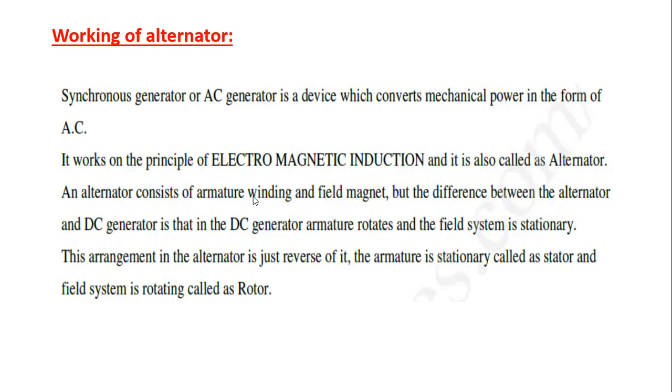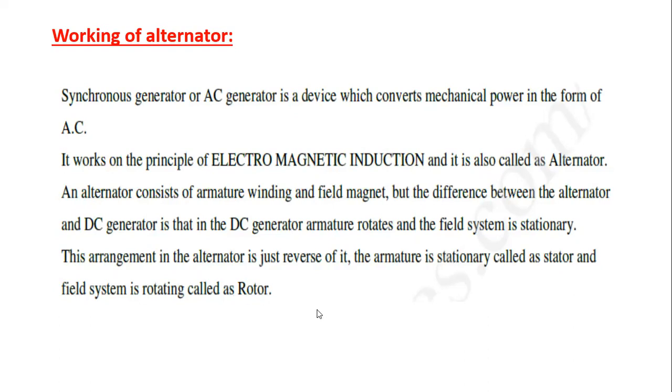An alternator consists of an armature winding and a field magnet. But the difference between the alternator and the DC generator is that in the DC generator, the armature rotates and the field system is stationary. In the alternator, the arrangement is just the reverse. The armature is stationary and is called the stator, and the field system is rotating and is called the rotor.